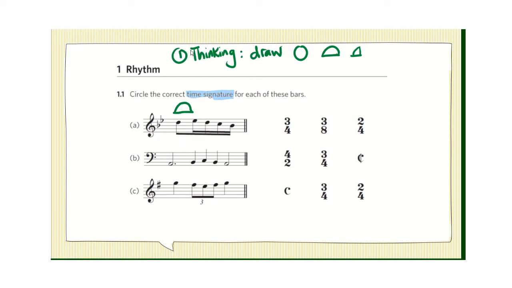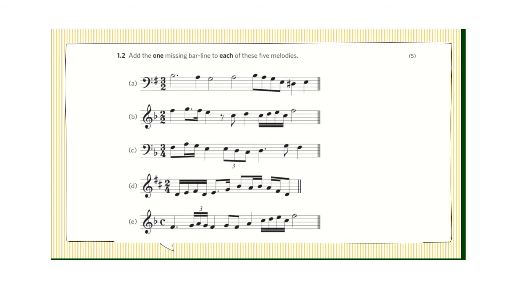For question 1.1 part C, I would like you to be very careful of this number 3, okay? This is a triplet, alright? So remember the counting for that. If you don't know, I will recommend you do a very good revision first. Then you come back to this question, okay? Let's move on to the next one.